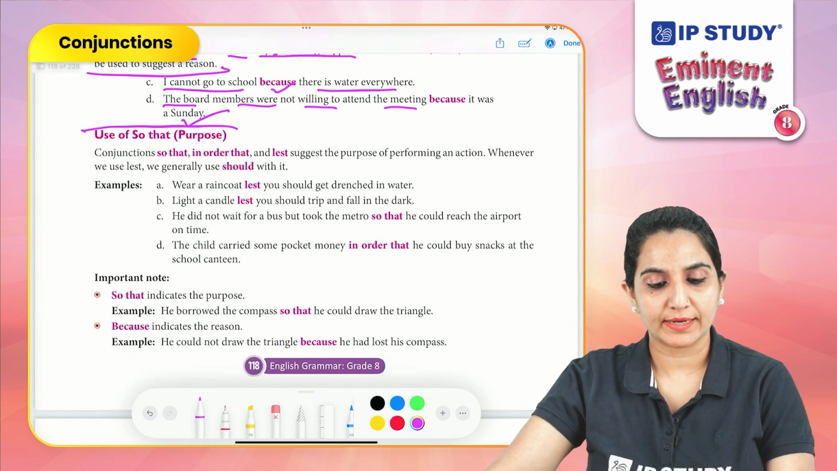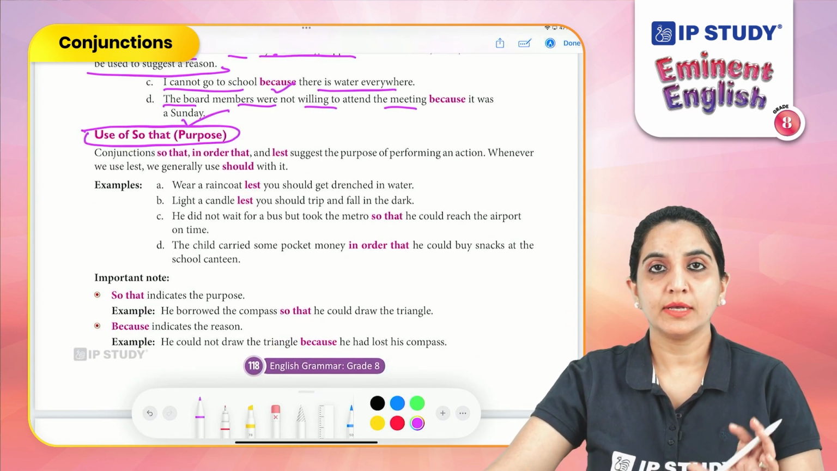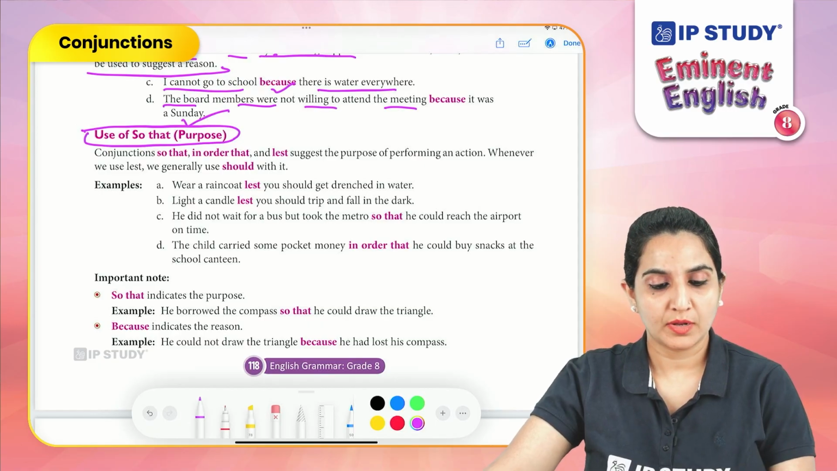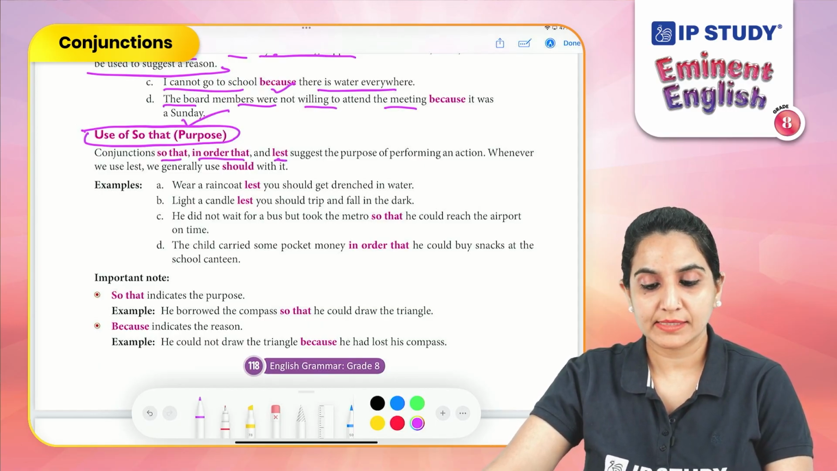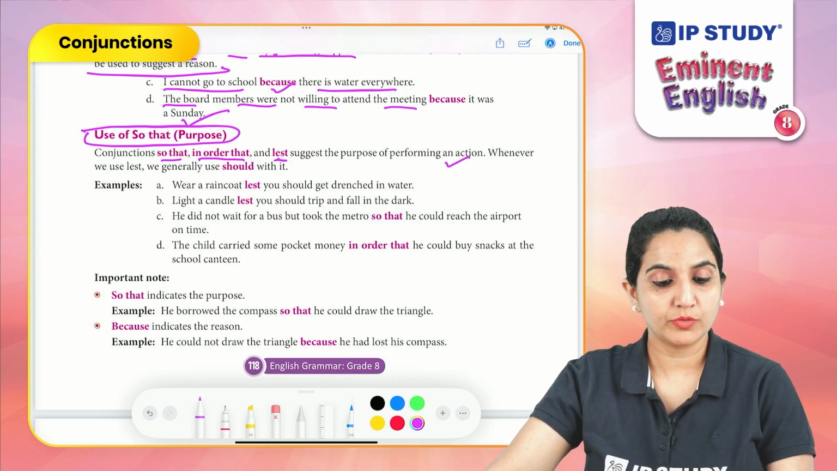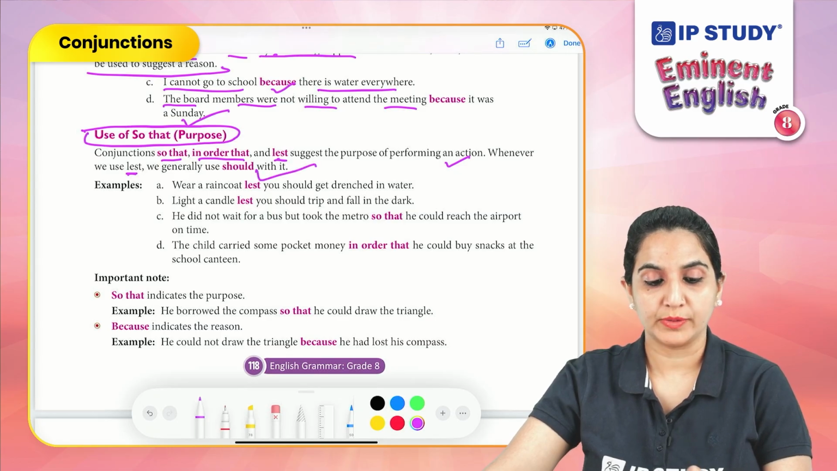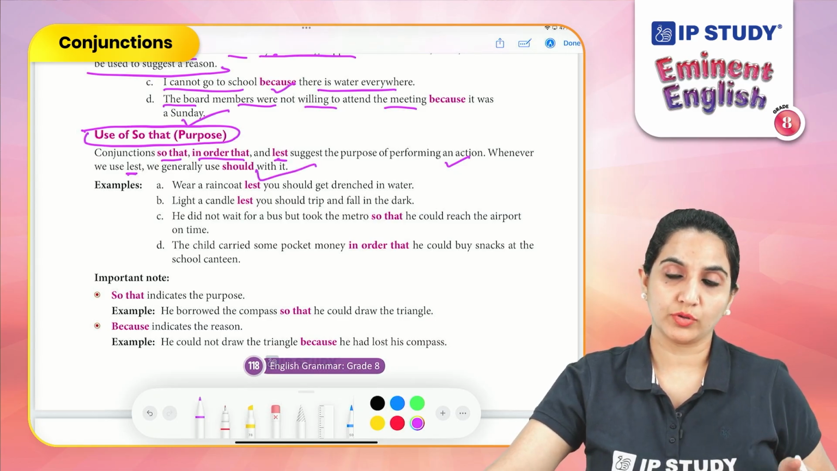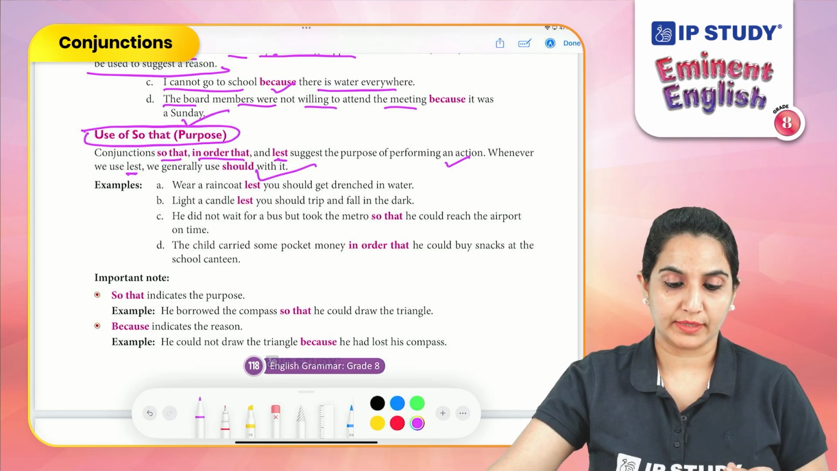Use of so that. So that is used to suggest the purpose. The conjunctions so that, in order that, lest suggest the purpose of performing an action. Whenever we use lest, we generally use should with it. And so that is also used together.